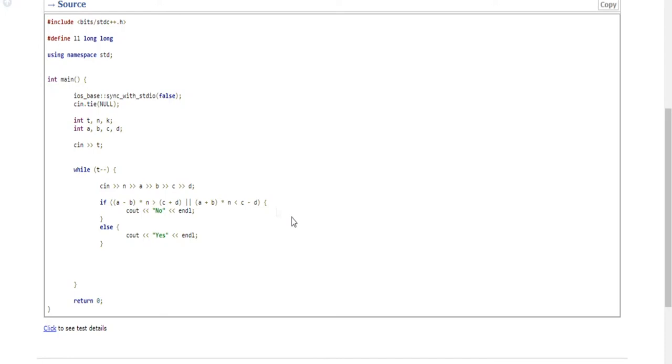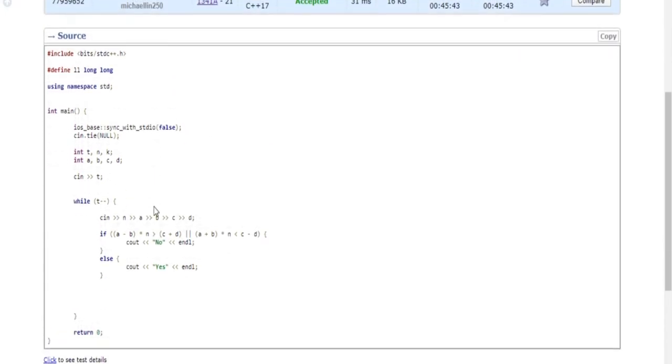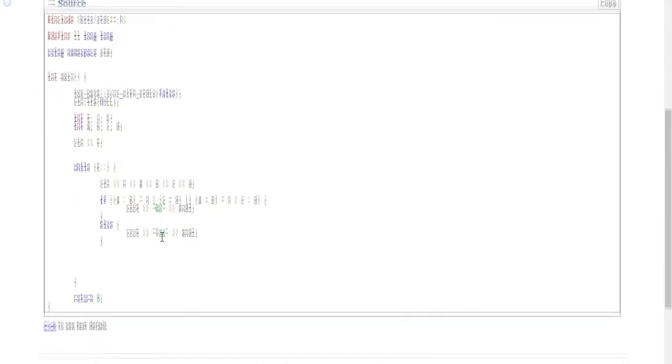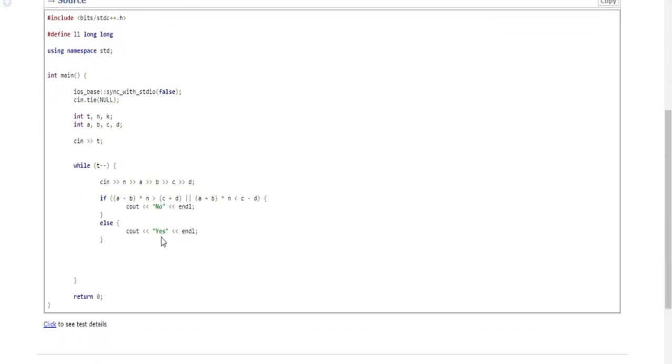So that's all you need to know for this problem. It was just checking if the bounds are possible for the summation, where xi is any number between a minus b and a plus b. If it's in the right range, you print out yes. If it's not in the right range, you print out no. That's all you have to do.